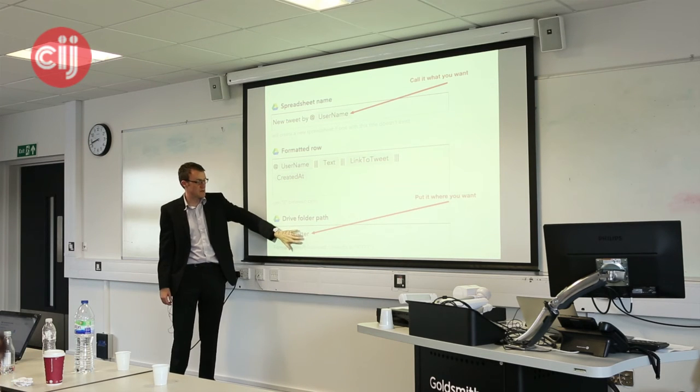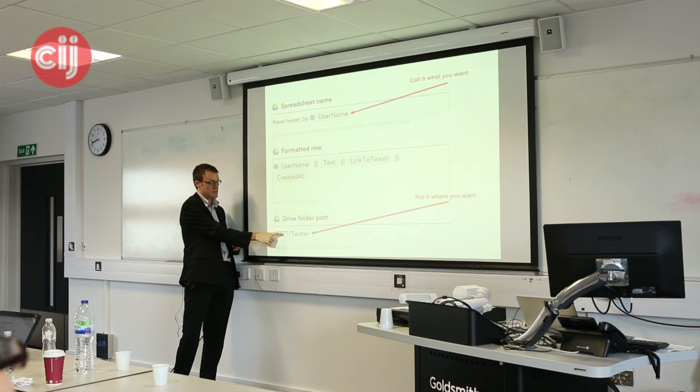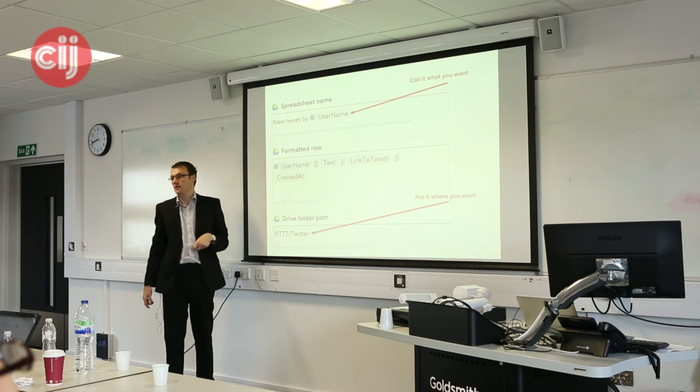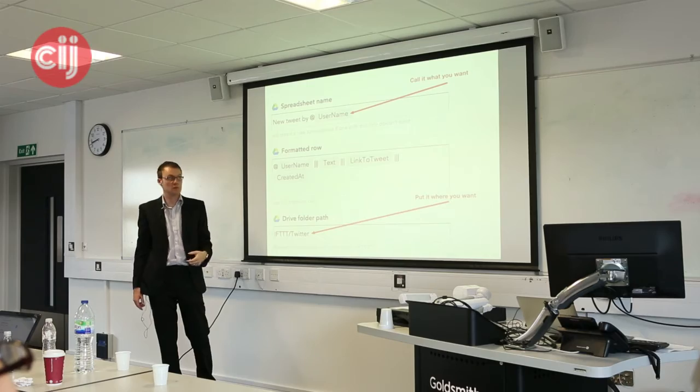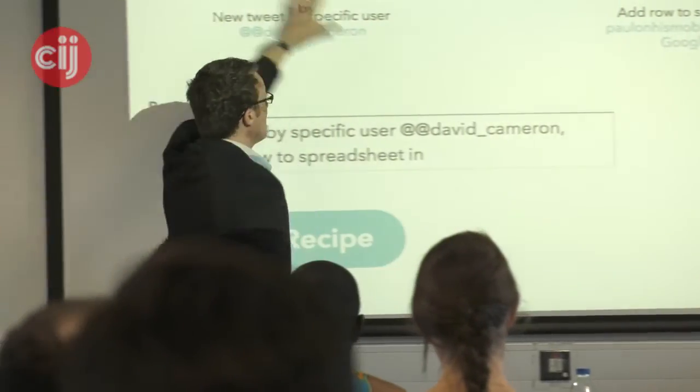And then finally you can specify where it goes in Drive. By default it will create a folder called IFTTT, and within that a folder called Twitter, but you might want it to go somewhere else. The only thing left is to click Create Recipe. There's a summary of it.